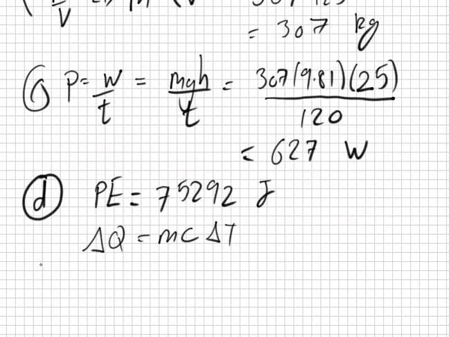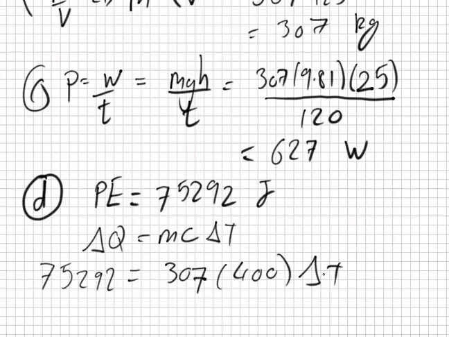Well, that's 75292. The M, 307. The C, 400. So now we can work out how much warmer it is when it hits the ground. All of the potential energy got converted into heat energy. So it's about 0.6 degrees warmer.